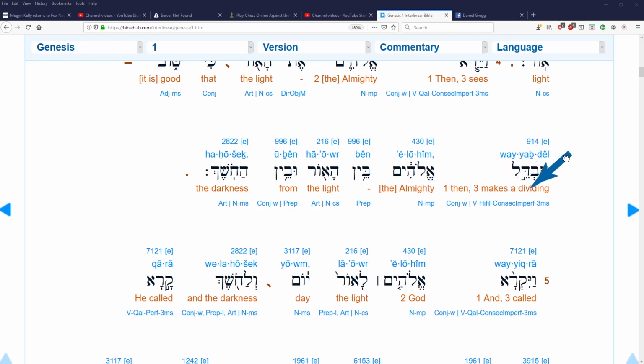One could simply say Almighty here without the definite article. Then Almighty makes a dividing, or then Elohim makes a dividing. The is for the sake of English. The word is definite, nevertheless, with or without the definite article, because it's a proper noun.